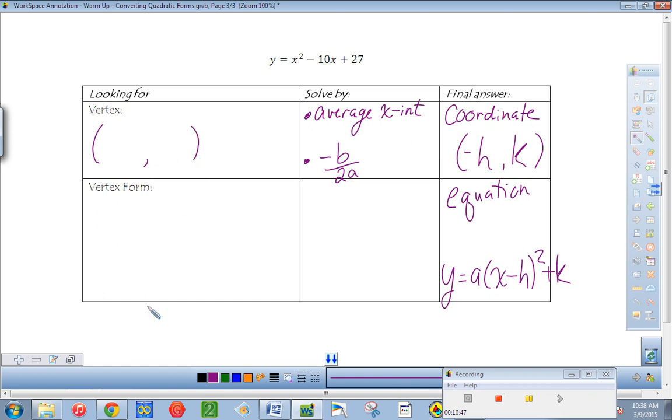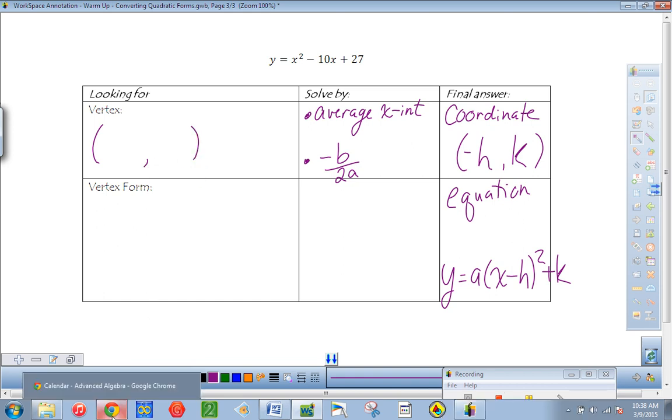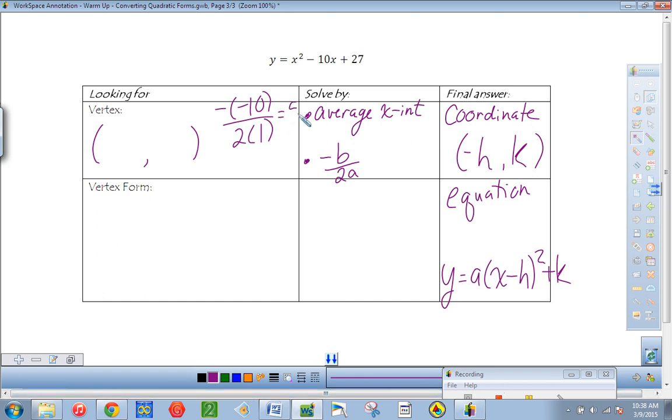What part is that going to give me? So in this guy, we've got opposite of B over 2A. What's the opposite of negative 10? Positive 10 divided by 2 is 5. So this guy is 5. How do I figure out what y is? Plug it in. So what is 5 squared minus 10 times 5 plus 20? And it's not, we did negative 10. What do we make it? Negative 12.